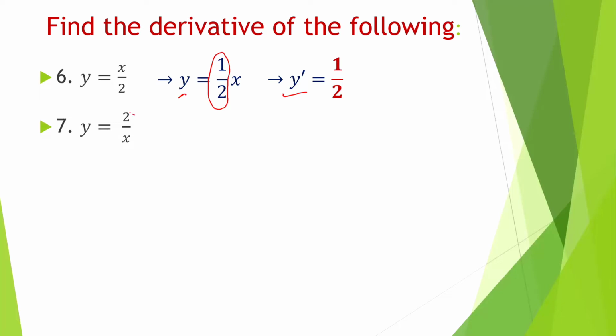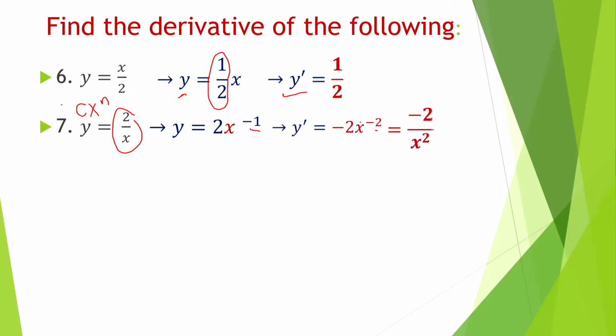So, ang gagawin natin is to write this in the form cx to the n. Paano natin siya masusulat na ganitong form? Okay, so sulat natin si y as 2 times x to the negative 1 para pronounce yung ating n. Okay, yung ating exponent na imumultiply kay c. So the y prime will be now negative 2 and then negative 1 minus 1 will be negative 2. Okay, so simplifying, that will be negative 2 over x squared.